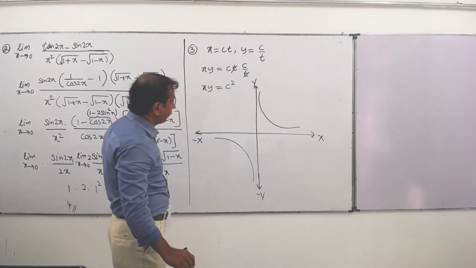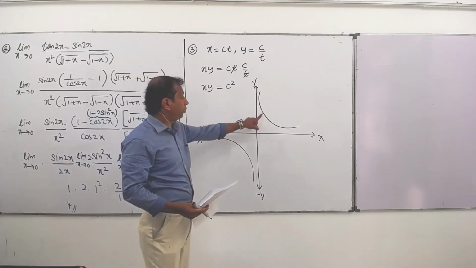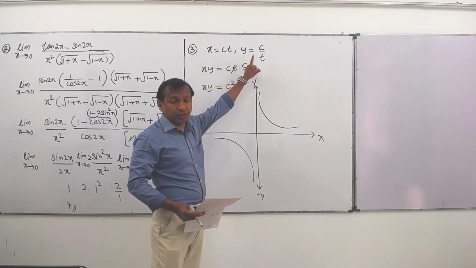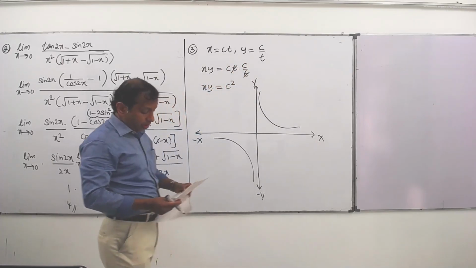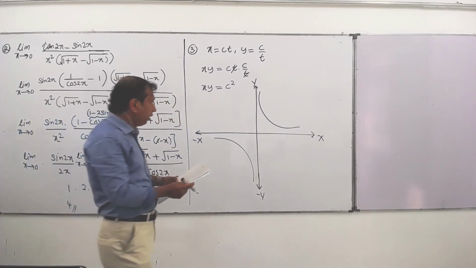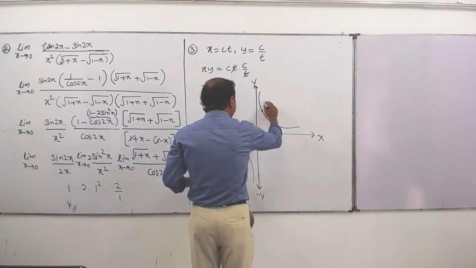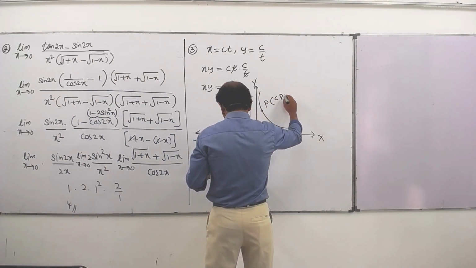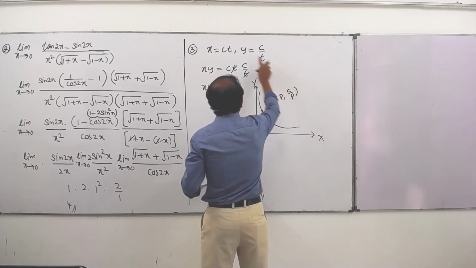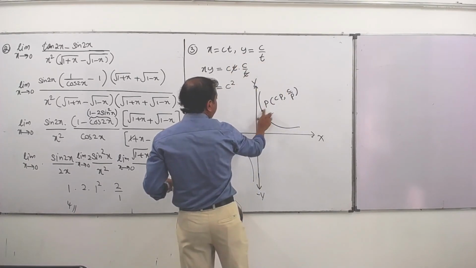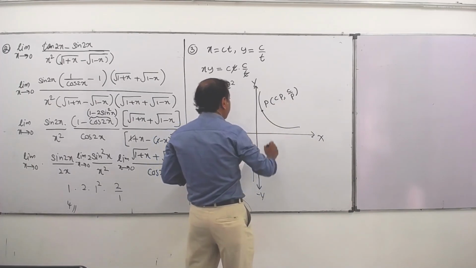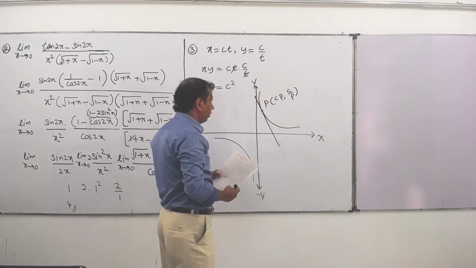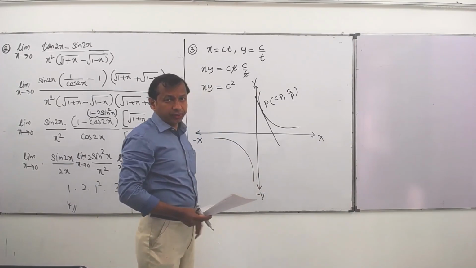Okay. Then at any point on this graph, the x coordinate is given by ct, and the y coordinate is given by c over t. Right now, we have a point P here. Its x coordinate is given as cp, and y coordinate c over p. That means the parameter value corresponding to the point P is p, simply p. Here a tangent is drawn. Now we are asked the equation of this tangent.